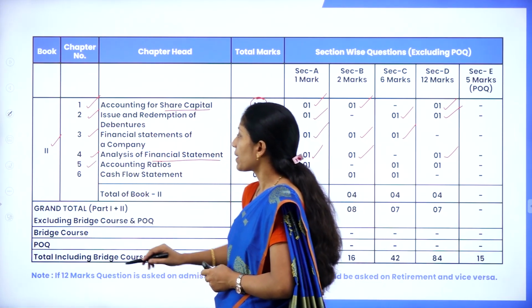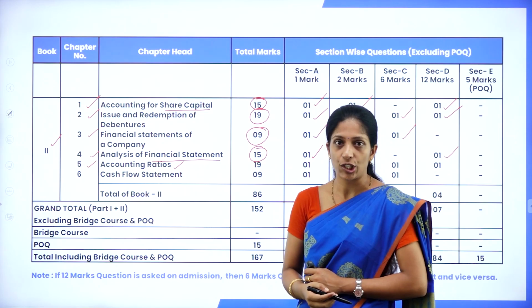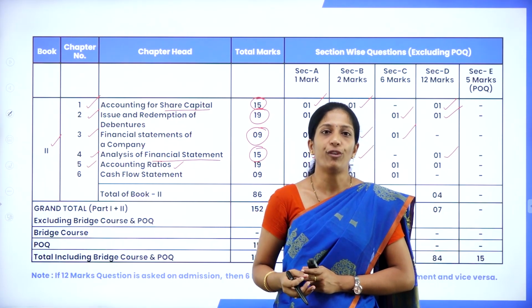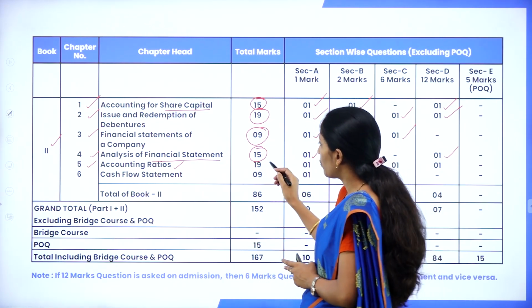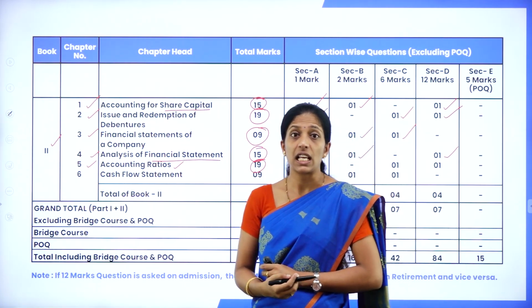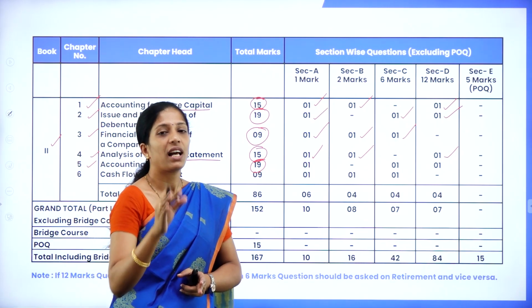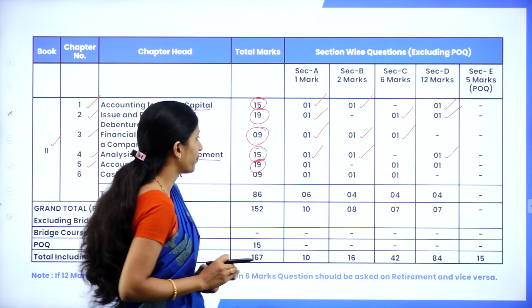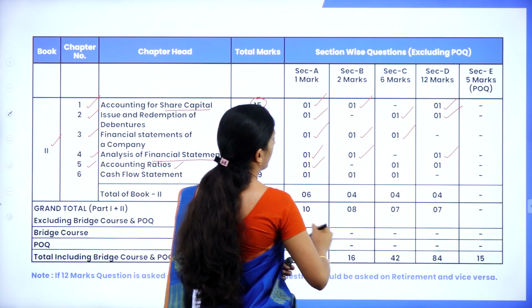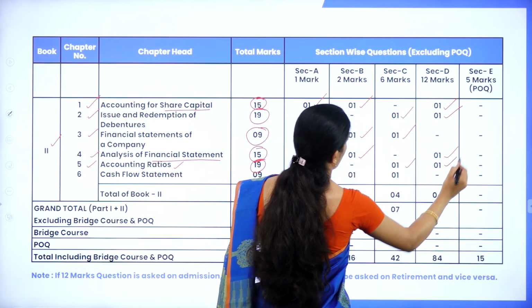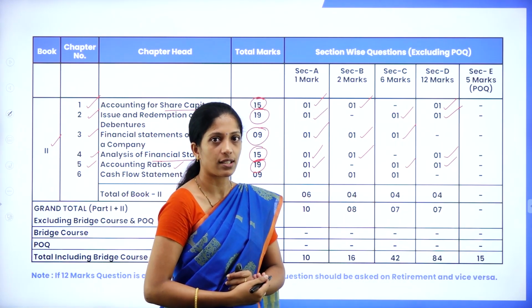Next, under chapter 5, that is relating to accounting ratios, where you have to learn a lot of formulas, the total weightage of this particular chapter is 19 marks. Very important chapter. Once you know the formulas, it is very easy to solve the problem. So here you will get 1 mark 1 question, 6 marks 1, as well as 12 marks 1 question.